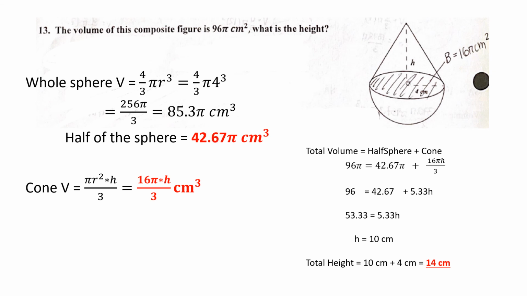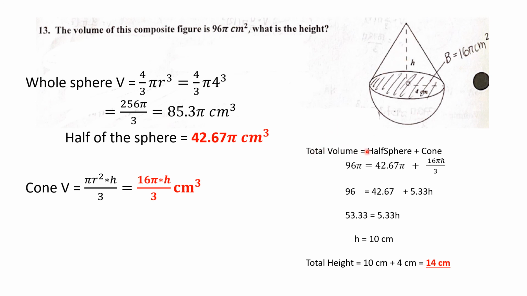The volume of the cone would be pi r squared times the height divided by 3. Since the radius is 4, it's 16 pi times the height divided by 3. But I don't know what the height is. So when I go back and say I know that I have a volume of 96 pi centimeters cubed, that means my total volume is this half sphere plus this full cone up here.